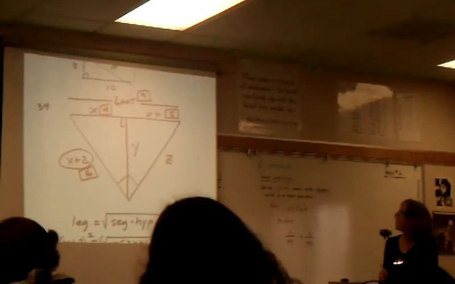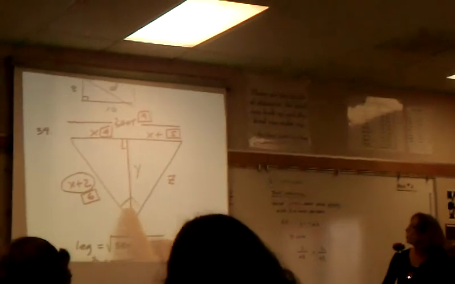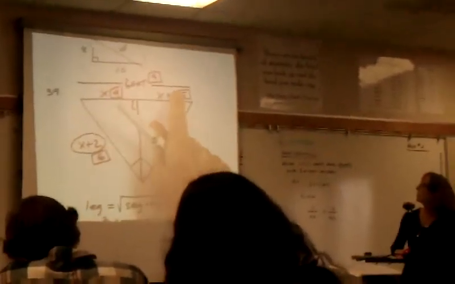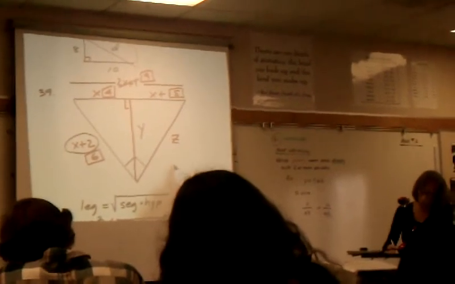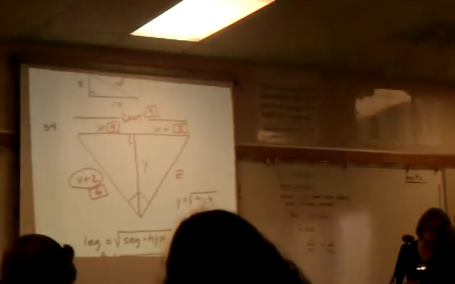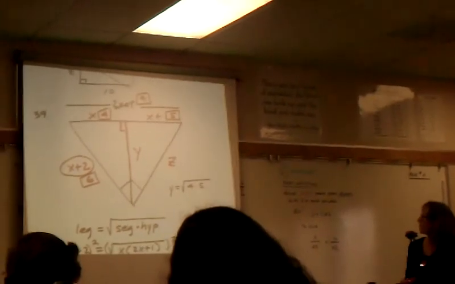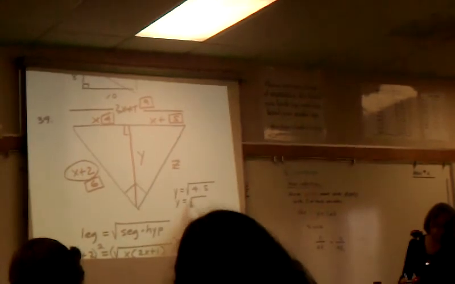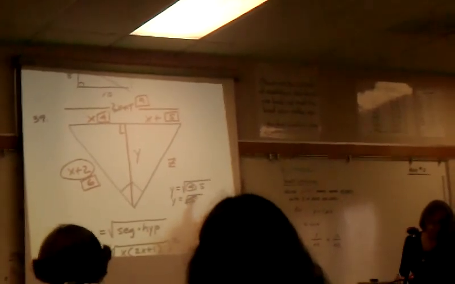Then it's easy to find y. Okay, so isn't y the altitude, the geometric mean between this piece and this piece? So I can say y is the geometric mean between 4 and 5. So it's the square root of 4 times 5, which is 2 root 5, right?